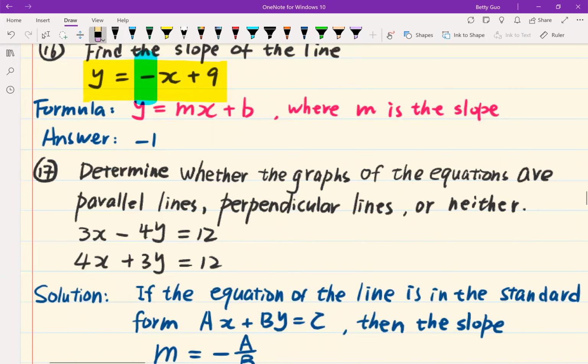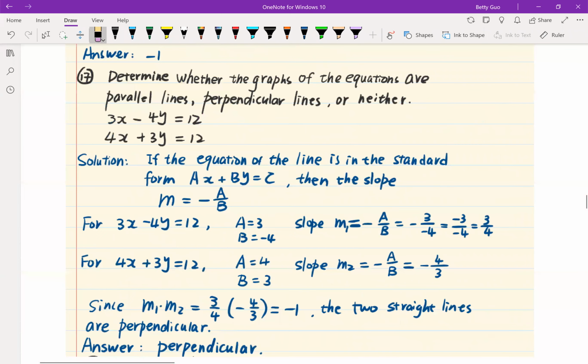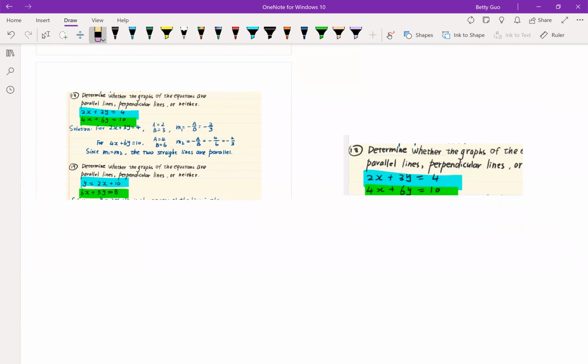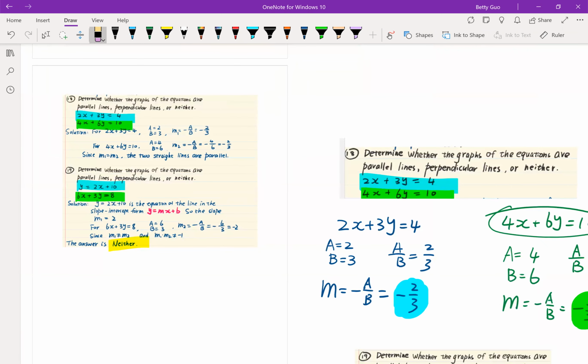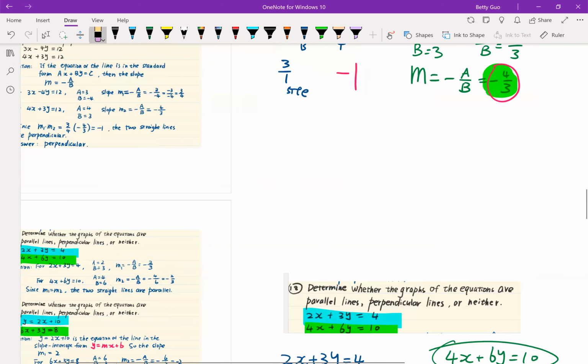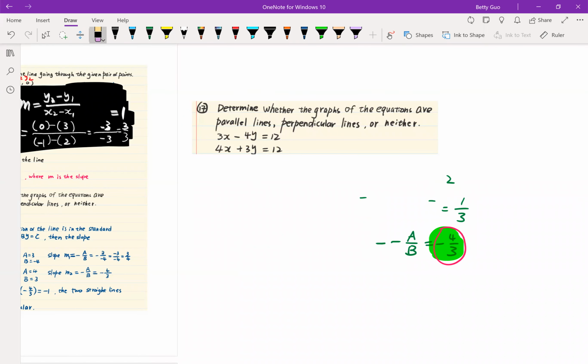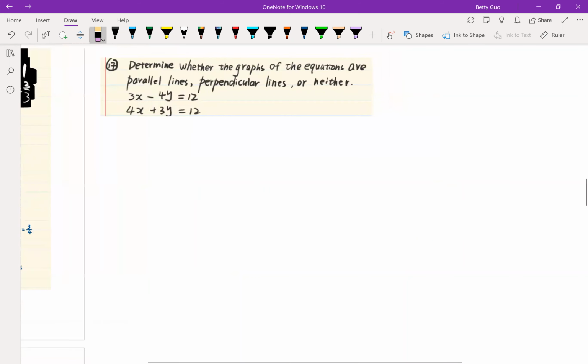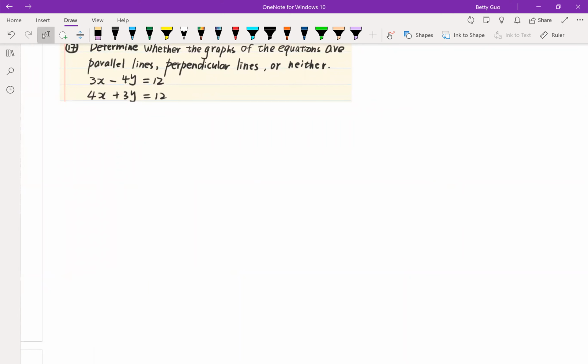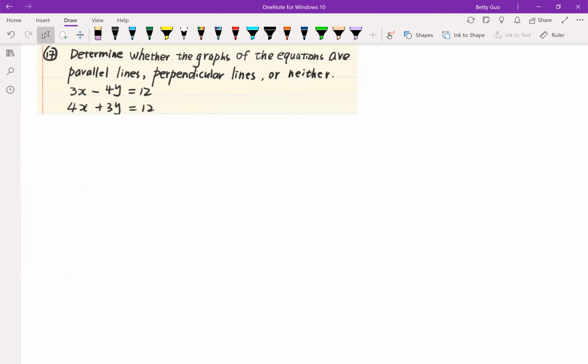Number 17. Okay, 17, 18, 19. They are the same type of problem. You are given a pair of straight lines. You need to determine, are they parallel, perpendicular, or neither? You might still remember we just learned that part a while ago, right? You are given 2 straight lines, and you need to determine whether they are parallel, perpendicular, or neither.